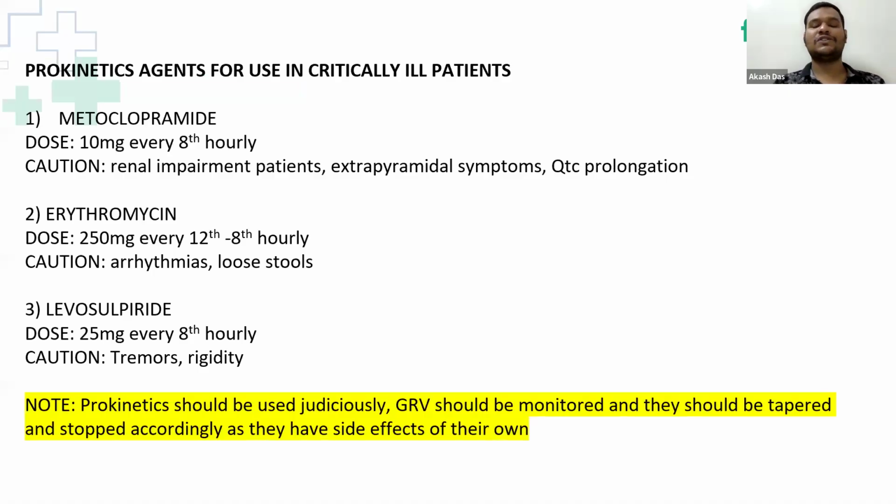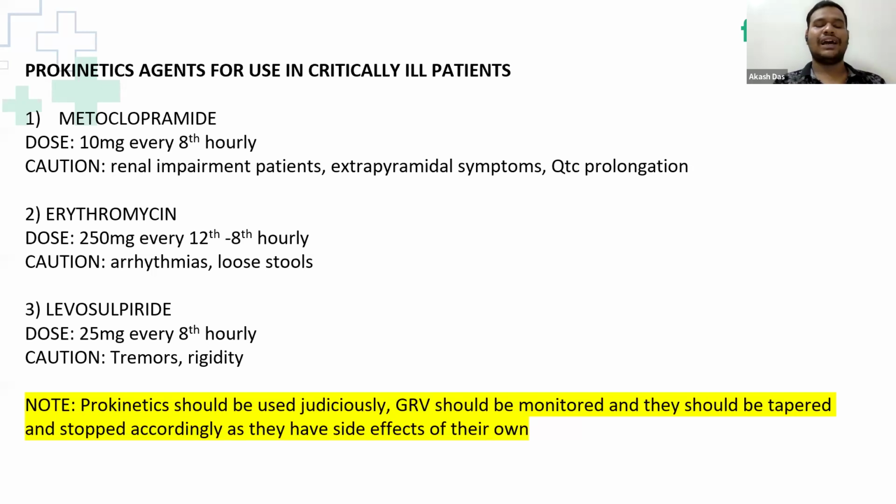So prokinetic agents, what prokinetic agents can we use in critically ill patients? A very common one is metoclopramide. So the dose is 10 mg every 8th hourly. Caution should be there in patients who have QTc prolongation, renal impairment, and extrapyramidal syndromes.